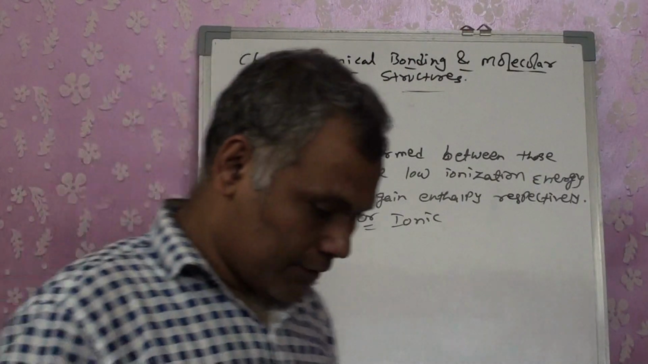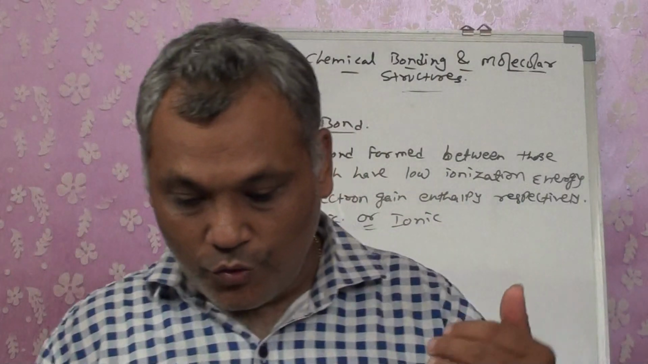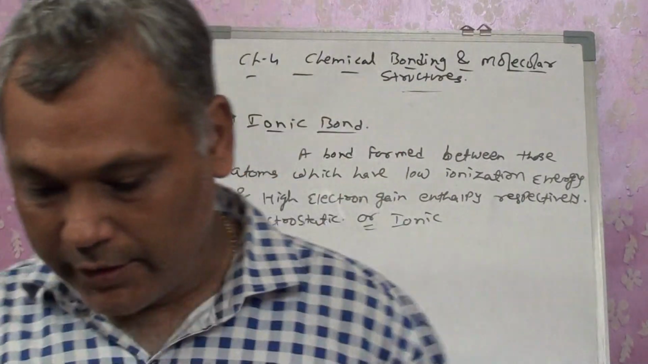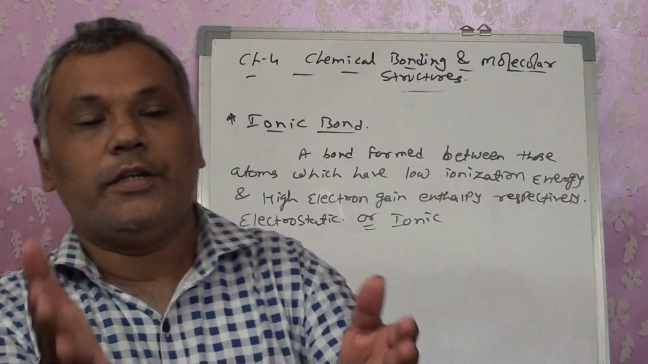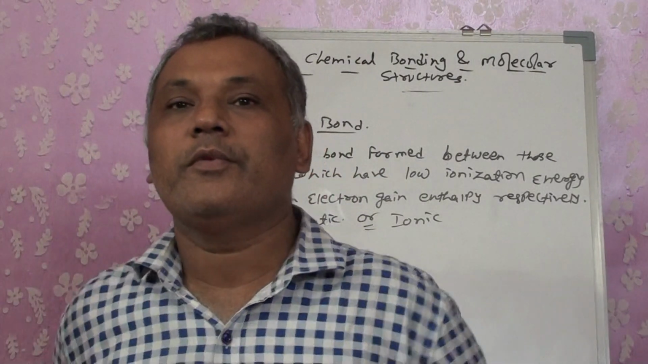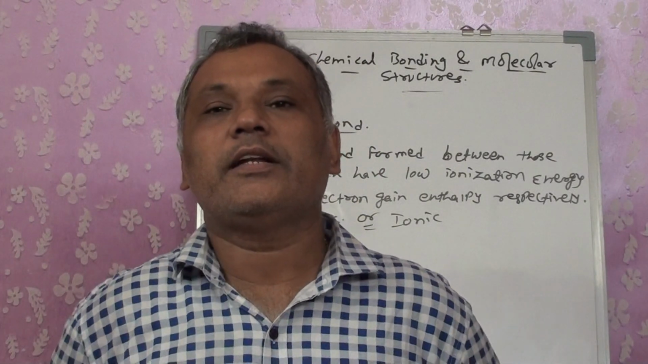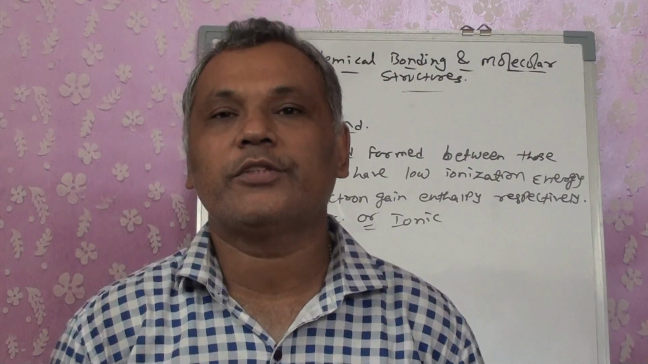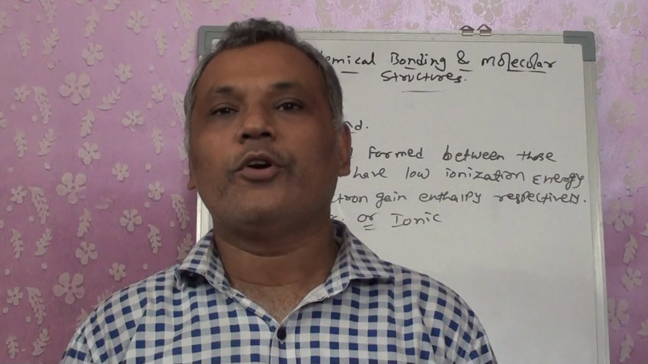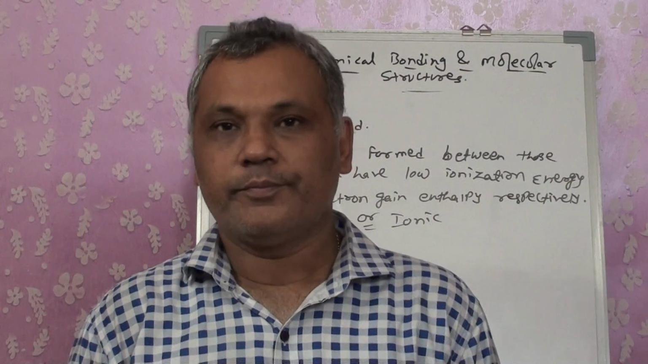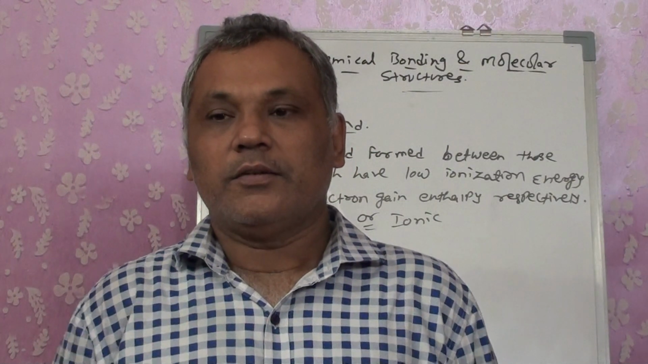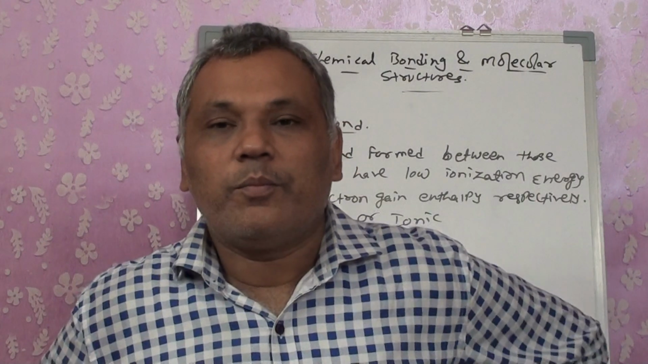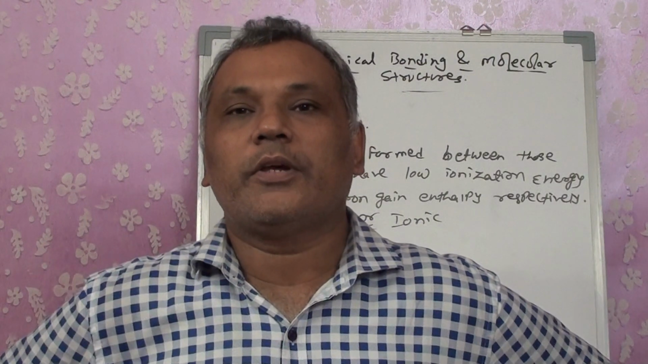Now you saw that these atoms donate or gain electrons. Once one atom donates the electrons, the other atom gains that electron. When this happens and positive and negative charged ions are produced, they form an ionic bond. As a result, they acquire a plus or minus charge on them.